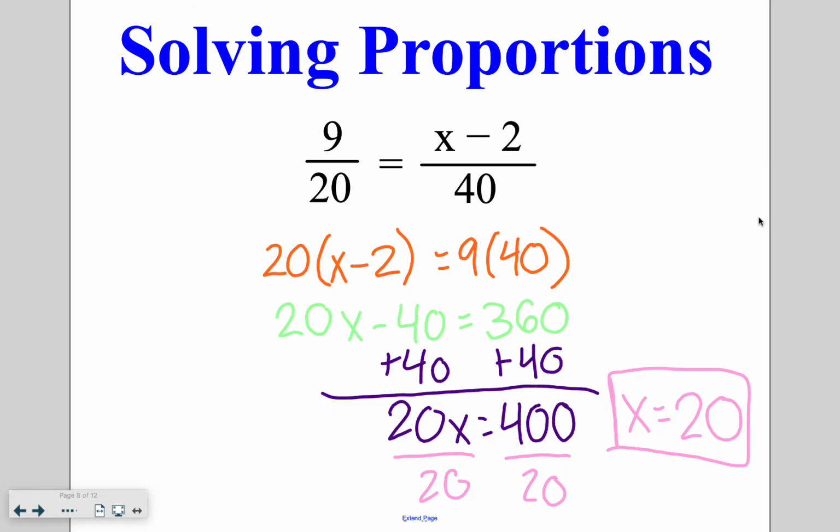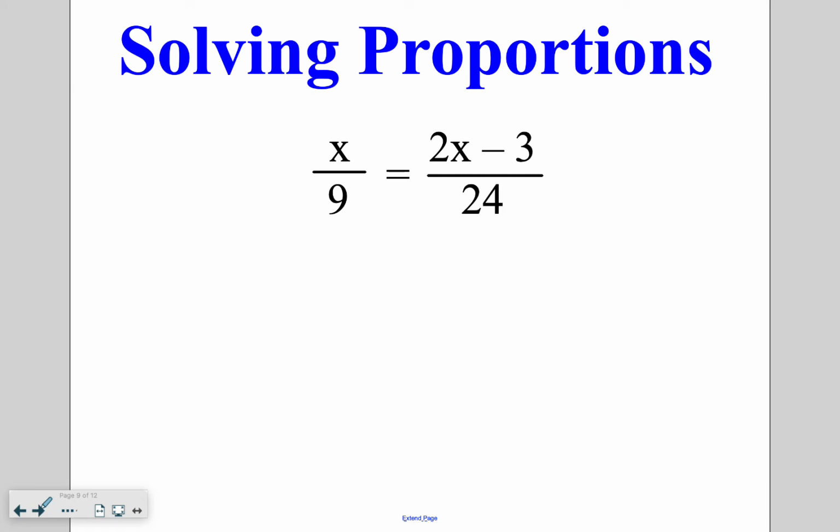Cross multiply and do the distributive property. Follow SAD/MEP to solve. You're going to get an answer of x is equal to 20. One more of these distributive property ones, we can also end up with variables on both sides of the equation.